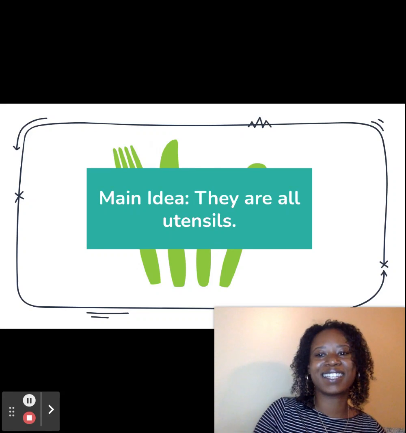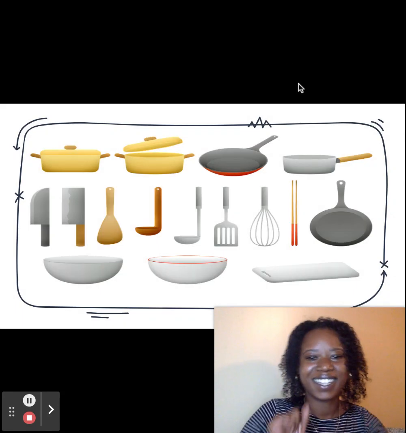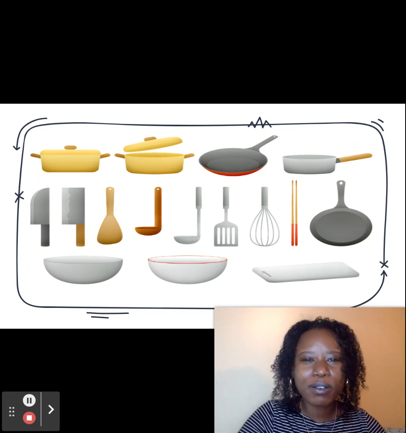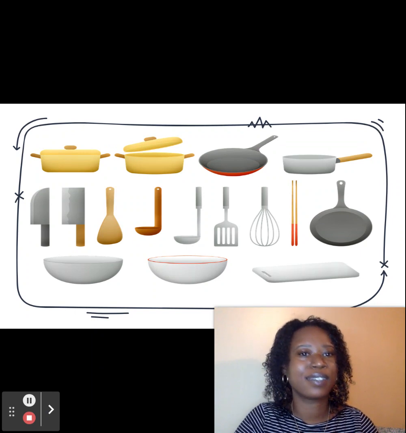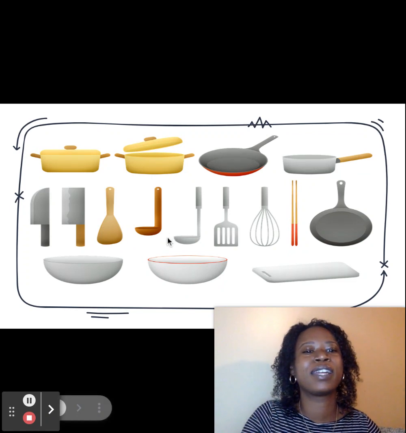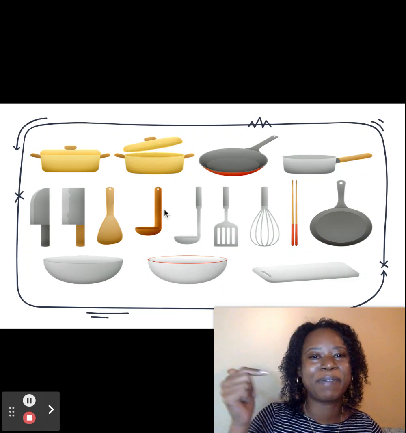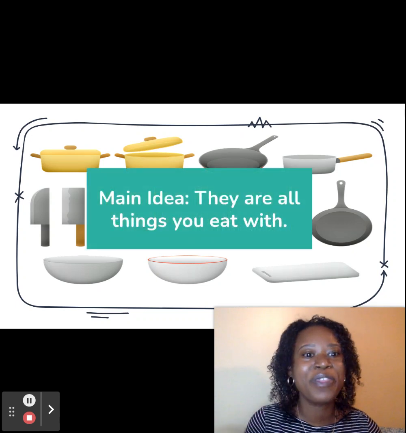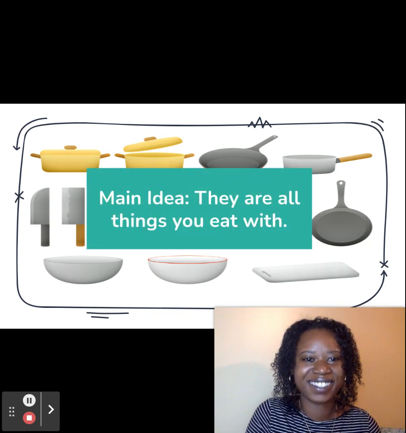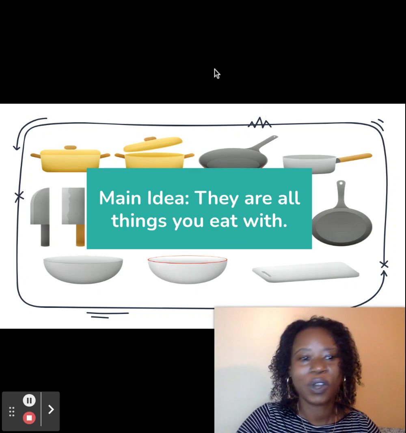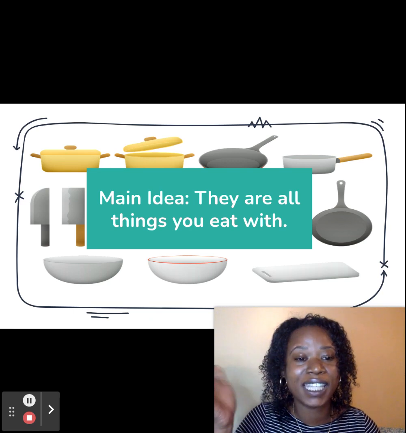Let's look at a longer text. So then I had to think to myself, again, how do these details fit together? Some of you are already shouting out, and I'm so happy and proud that you're getting the hang of this. Because my main idea was, they're all things you eat with. Wow, we're already getting it. Make me proud. Or some of you even said, they're all things you find in the kitchen.